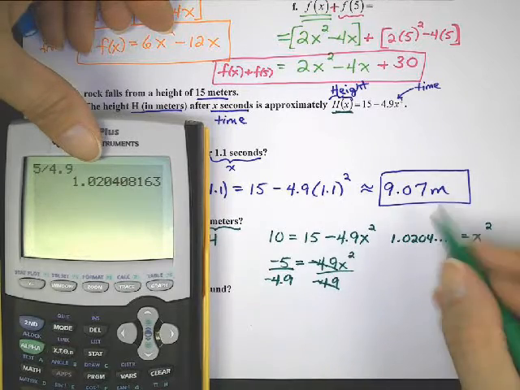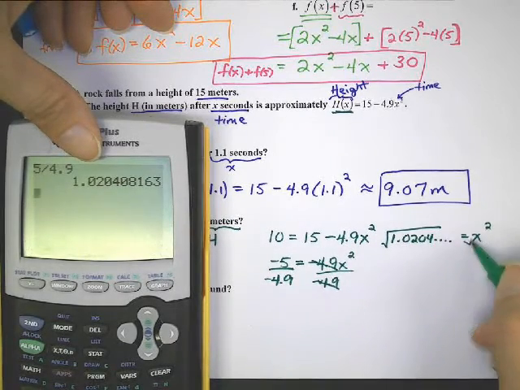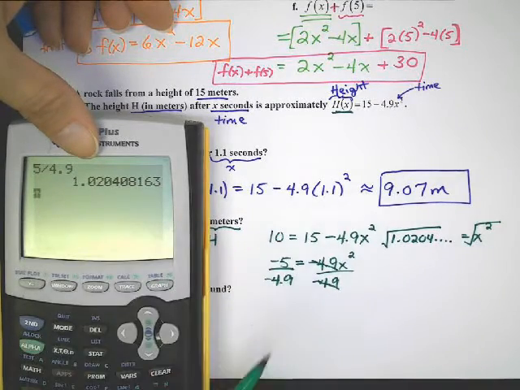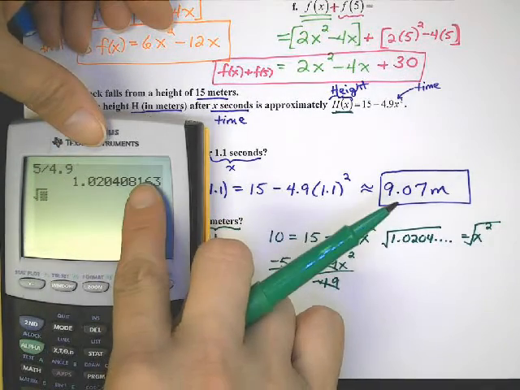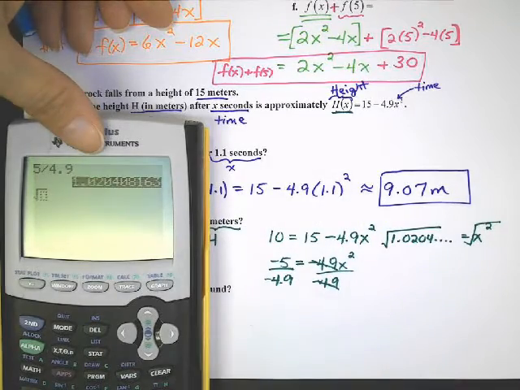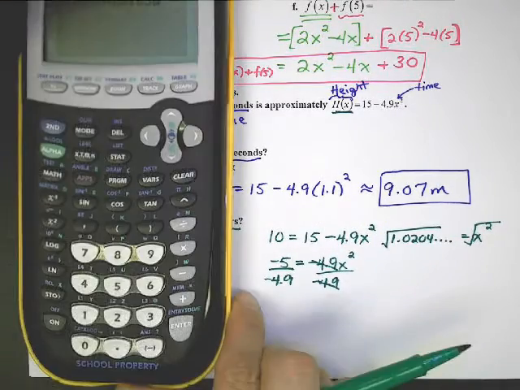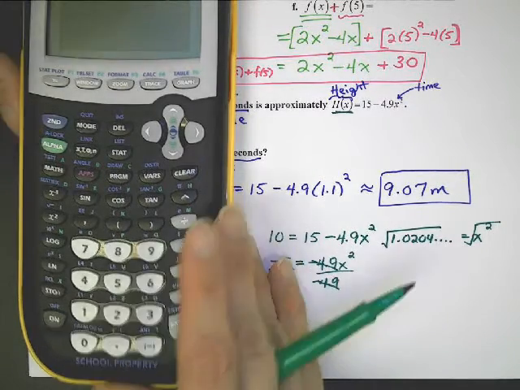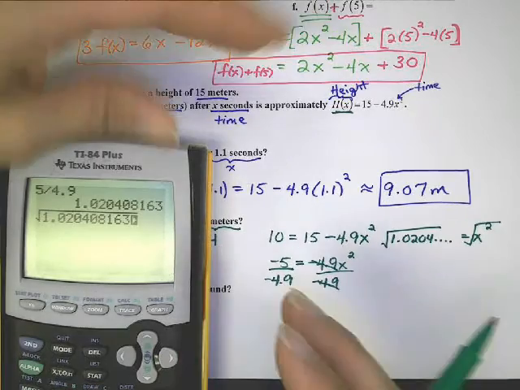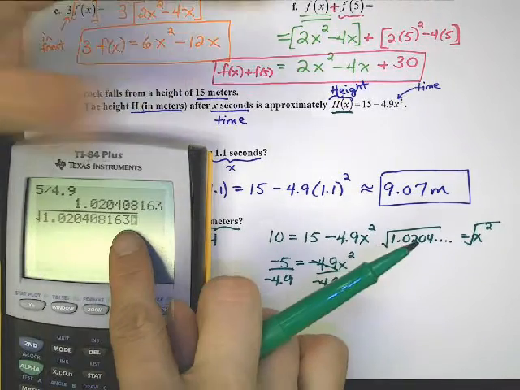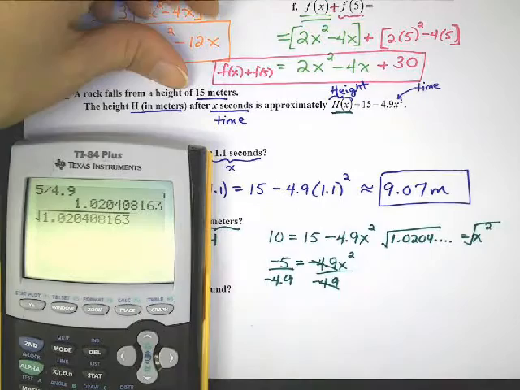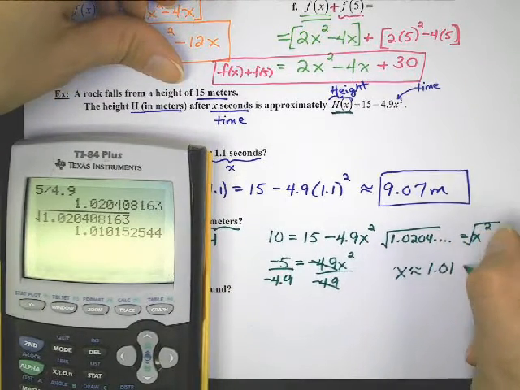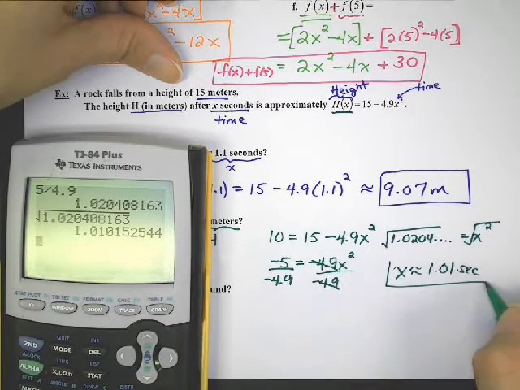So I still have one more step, and that would be to square root the answer. So you don't want to chop this at any point. I want to square root the entire answer. Fancy calculators, you can go up and grab it. If not, you could always push second answer. It's right there above the negative sign. But you do not want to type 1.02. You want to take all these decimals plus more that's in the calculator's memory. And x is approximately 1.01 seconds.